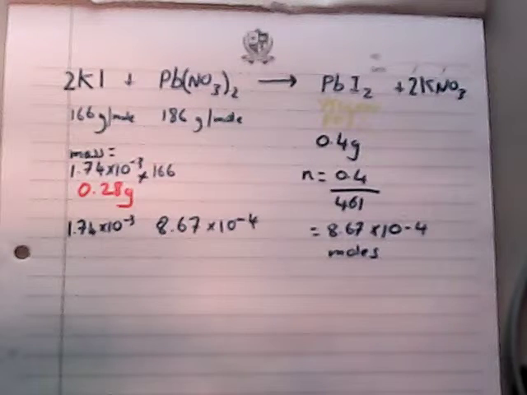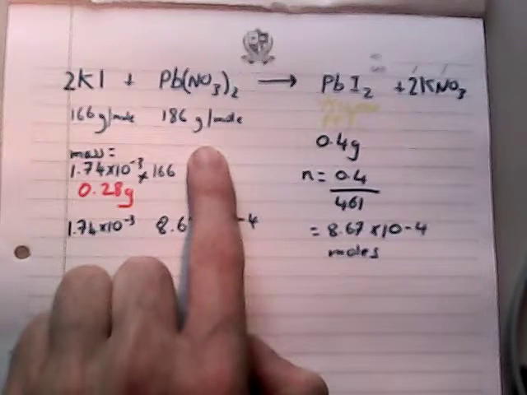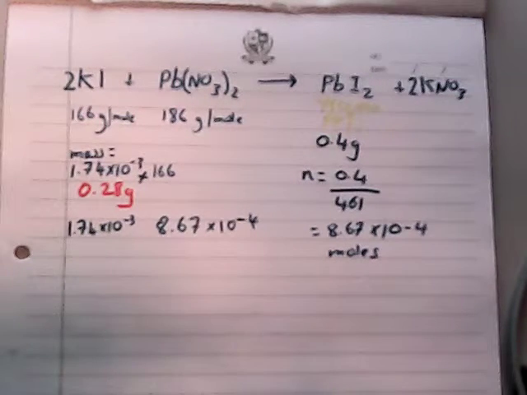For lead nitrate, it's going to be 8.67 times 10 to the minus 4, and that's going to be multiplied by the molar mass of lead nitrate, which is 186, and that works out to be 0.16.